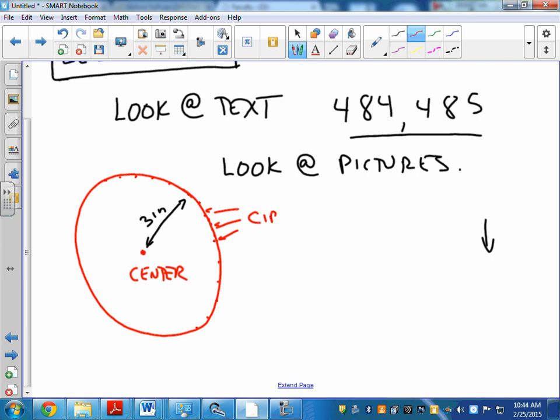So when you look at the definition, it says a circle is a set of all points in a plane that are a given distance, whatever the distance might be, 3 inches or 10 meters or whatever, from a given point in the plane. The given point is the center, right? And the points that are away from the center, those are the points of the circle, okay?